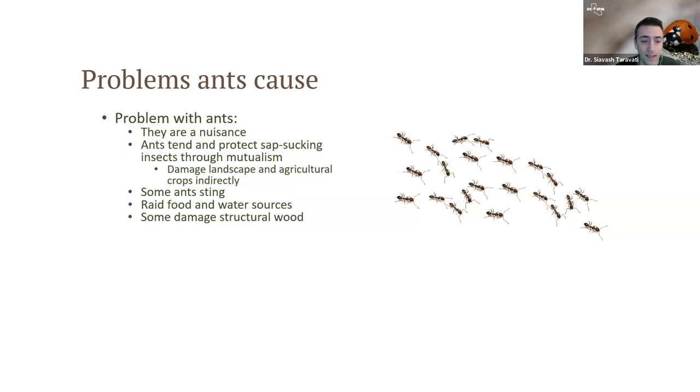Okay, and then some ants sting, like fire ants, and of course when they get inside homes, that's when they enter the structural pest control realm, and they invade food sources. They get into the pantry, into the kitchen, or other places, and also some of them can damage structural wood, like carpenter ants, right?